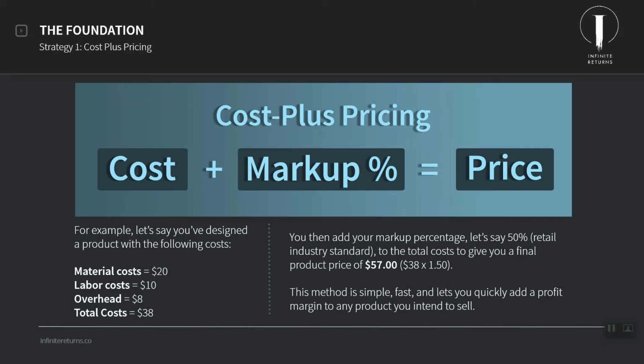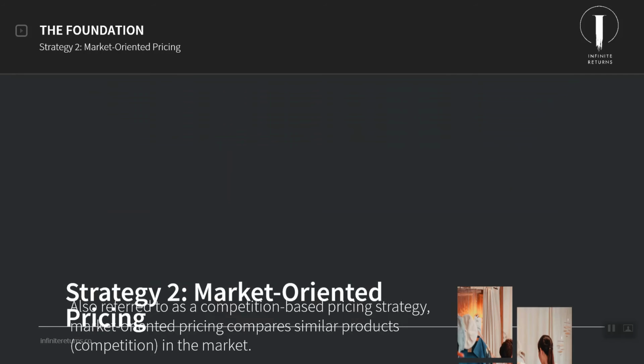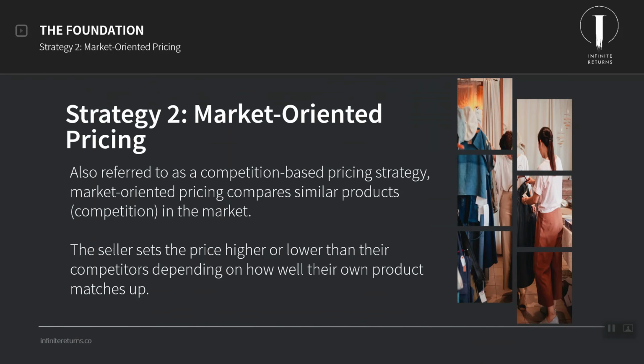You want to do it, and then you have to decide what your markup's going to be. Right? Let's say you decide 50% over the standard industry is what you want to do for retail, you have to multiply your total cost times 50%, which would take you to $57 in this case. You have to go through and figure out what this is going to do, right? Really, really simple.